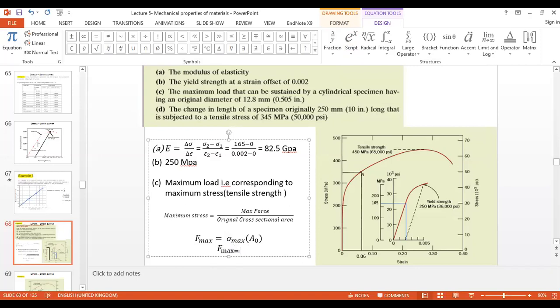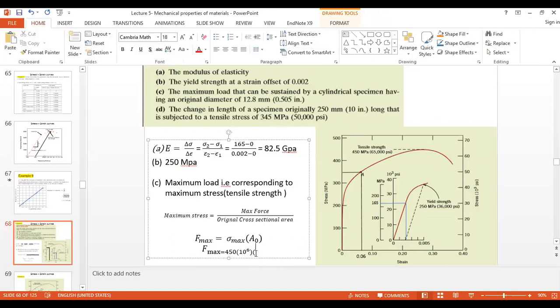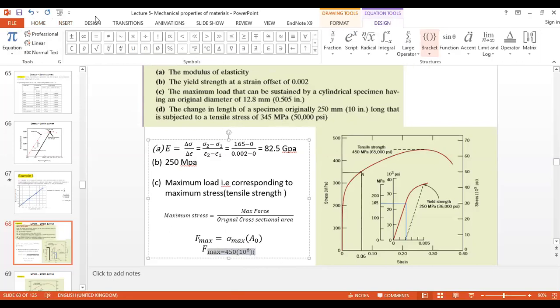Here the sigma maximum means the maximum strength that the material can take, that is the tensile strength, right? So it is 450. You can convert into Pascal, and you have to multiply by the area, right? Convert megapascal to Pascal, you have to put 10 to the power 6, right? Then this for the cross section area, right?